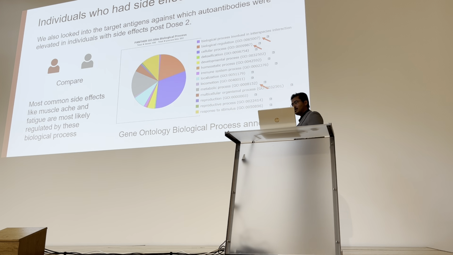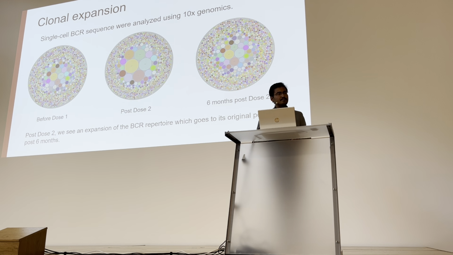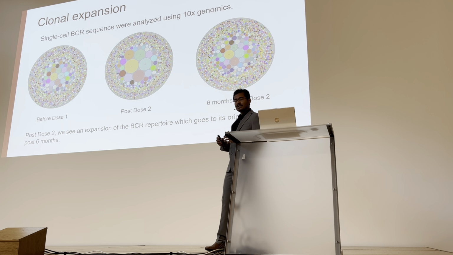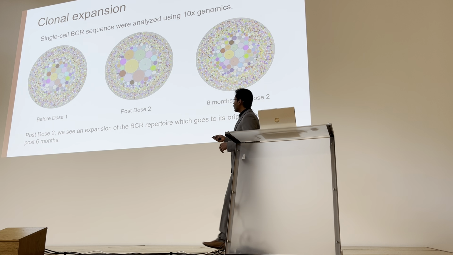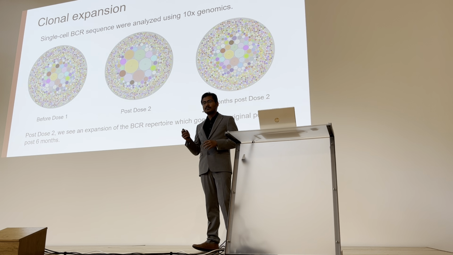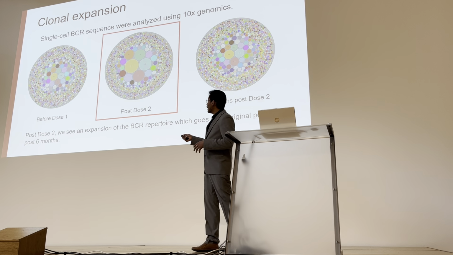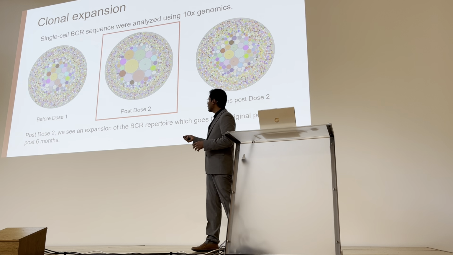So moving on, we also looked into the B-cell repertoire sequences. We checked all the BCR sequences using 10x Genomics, to see what the BCR sequences are in those individuals. Each circle here represents one clone, which has the same V gene, same J gene, and CDR3 sequence. So before dose 1, this is the clonal repertoire of the cohort, and these are some of the shared clones which are expanded.